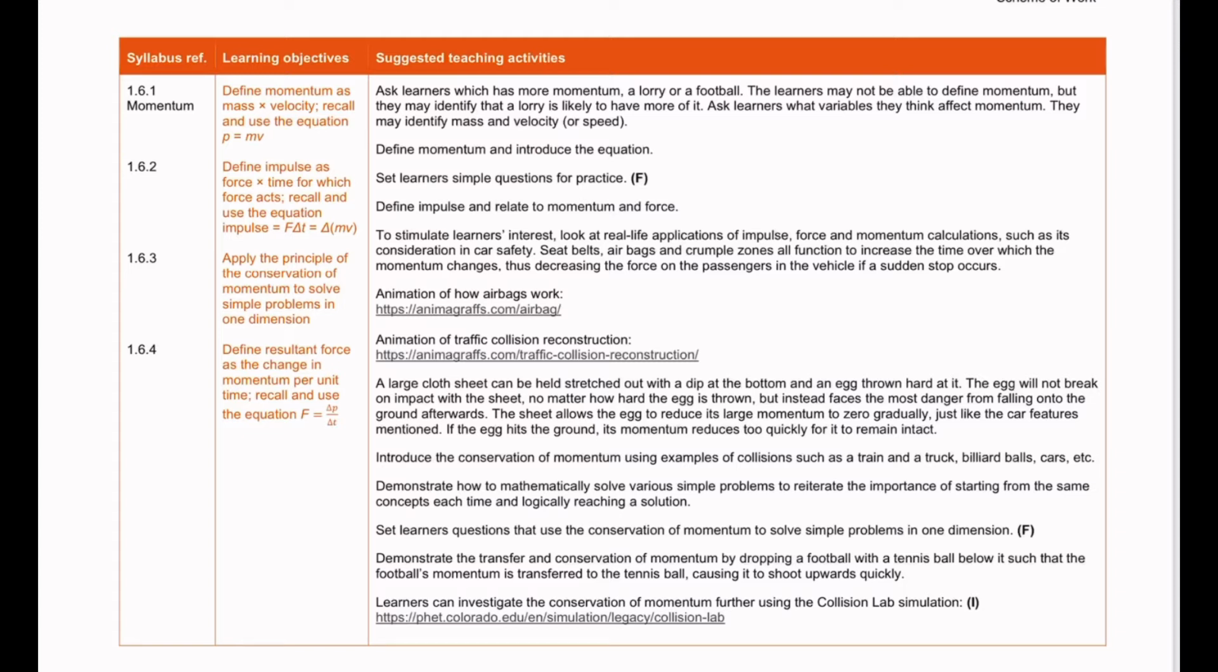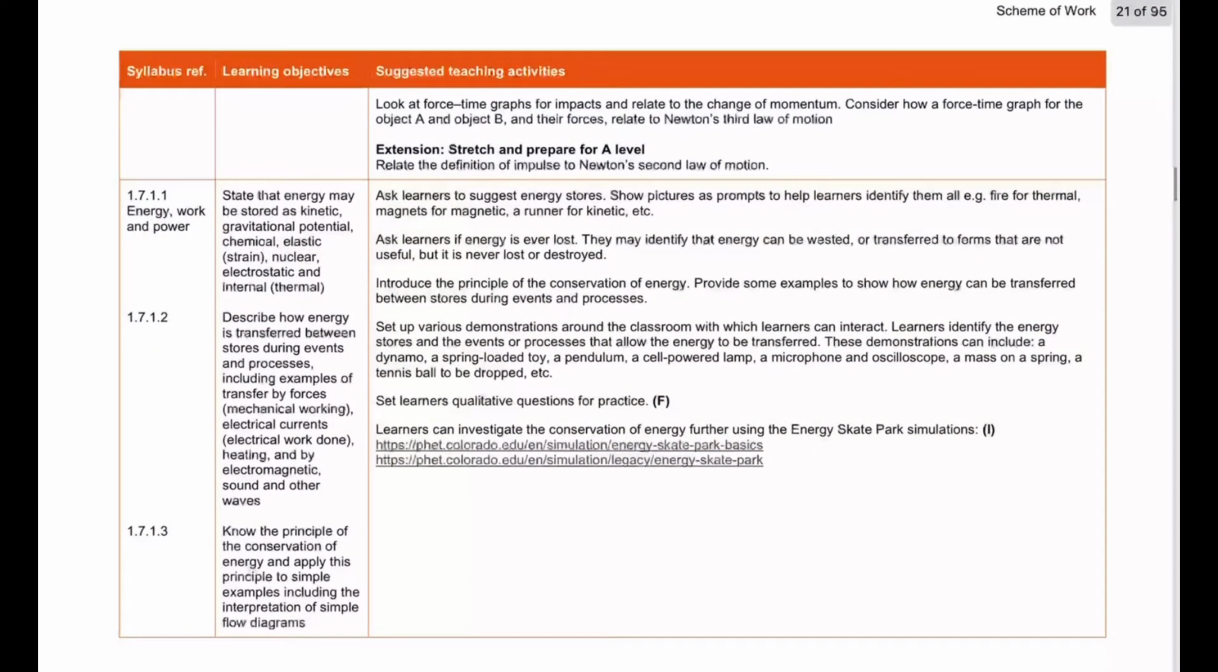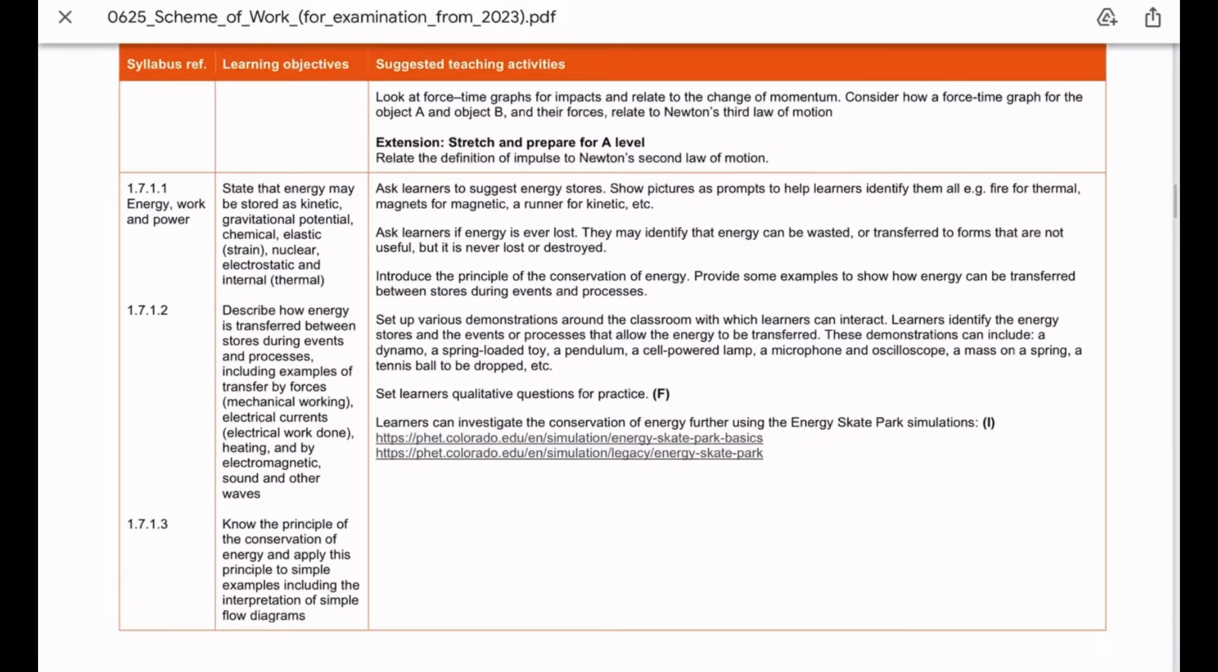Define resultant force as the change in momentum per unit time. Recall and use the equation F equals delta p upon delta t. Key concept 1.7.1.1 Energy, work, and power.